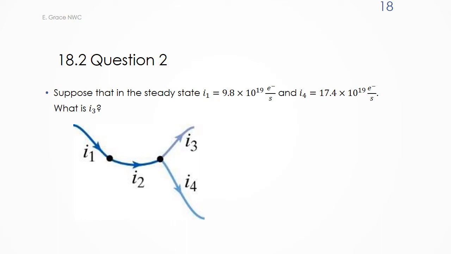So here's a question. I'm going to be posting the solutions to these questions online, worked out. I do want you to try and attempt them on your own first. Suppose the steady state electron current I1 is equal to 9.8 times 10^19 electrons per second, and at I4, the steady state current is equal to 17.4 times 10^19 electrons per second. What is I3?